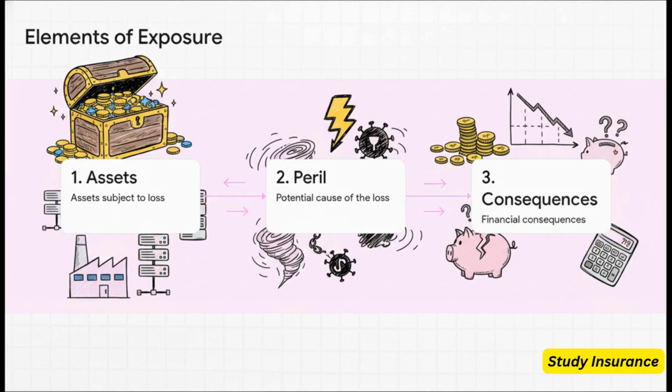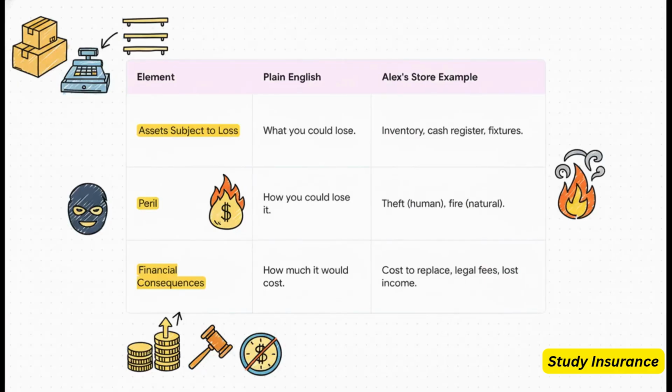So you ask 3 questions. 1, what's the asset? What could I lose? 2, what's the peril? How could I lose it? And 3, what are the financial consequences? How much is this going to hurt my wallet? Let's plug Alex's store into this formula. The assets, that's the easy stuff. All the cool inventory, the cash register, even the shelves on the wall. The perils, that's the how. It could be theft, which we call a human peril, or a fire, a natural peril. And the financial consequences? That's the bottom line. It's the cost to replace all that stuff, plus any legal fees, and maybe worst of all, the income Alex loses while the store is shut down.